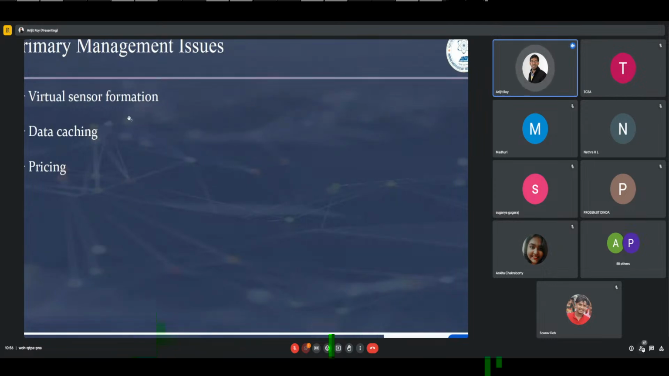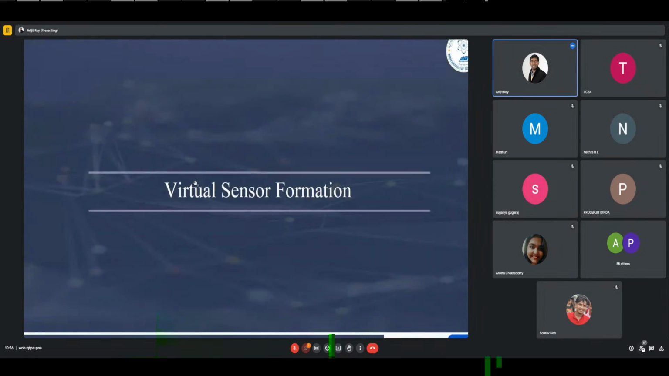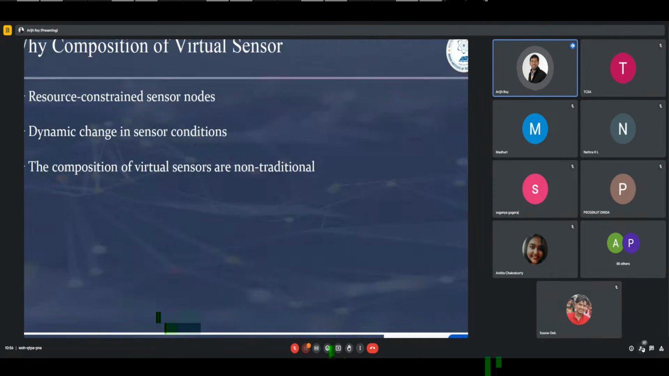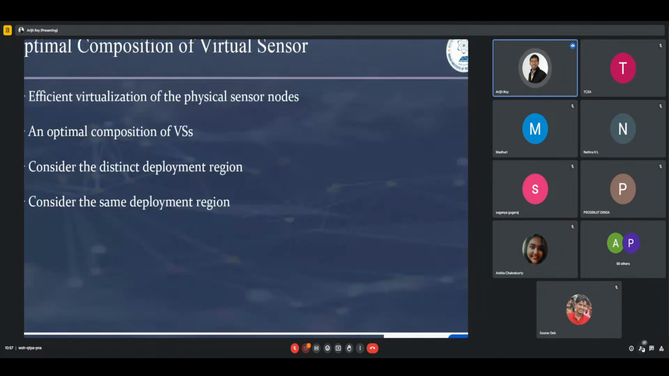So first is virtual sensor formation, then data caching and pricing. Virtual sensor formation is very similar to VM formation in the traditional cloud. Why are we doing this? Because the resource, essentially the battery energy of the node, is very limited in a sensor node. All of a sudden, the battery of a sensor node may drain out after a certain amount of time giving service, right? At that time, what should we do? How do we replace a sensor node? For that, virtualization of the sensor node, or forming the virtual sensor node, is very important.